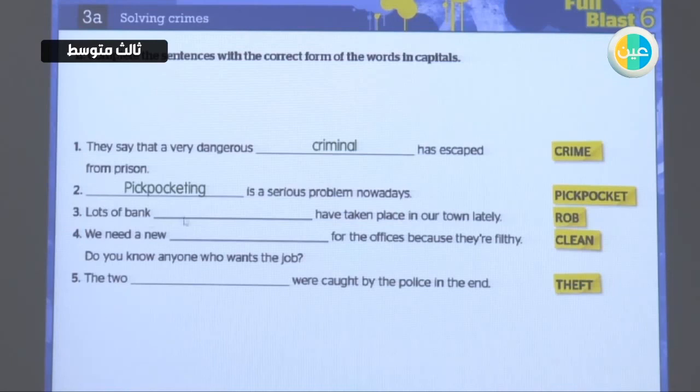Lots of banks have taken place in our town lately. Robberies. We need a new for the office because they're filthy. Okay, so the correct answer will be cleaner. The last one, the two were caught by the police in the end. The two thieves. Be careful with the end of thief. We change it into thieves.